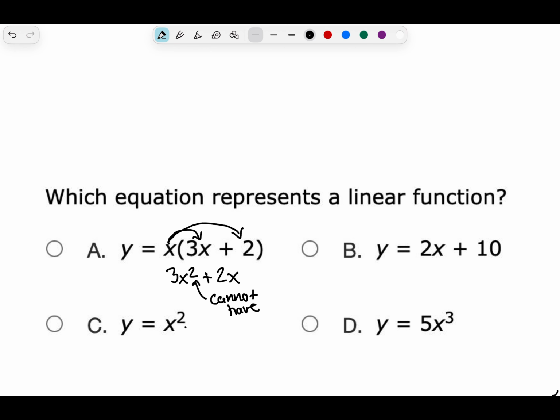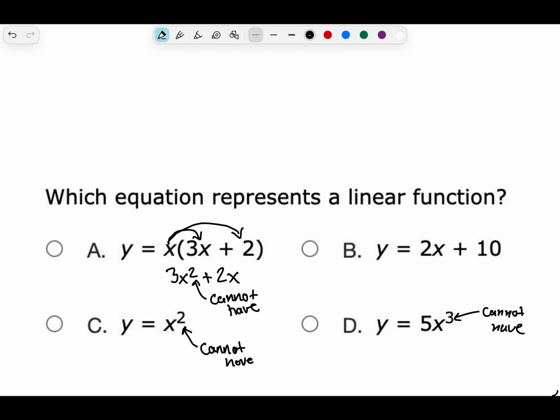Alright, answer choice B, we've got y equals 2x plus 10. That looks like slope-intercept form. We're going to leave it there to make sure nothing else is considered to be linear. But if we look at answer choice C, we've got an exponent again. That's something we cannot have. And then in answer choice D, there's another exponent. You cannot have an exponent of 3 either.